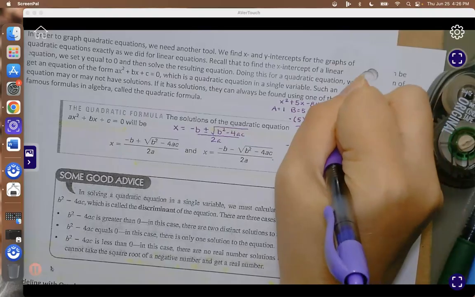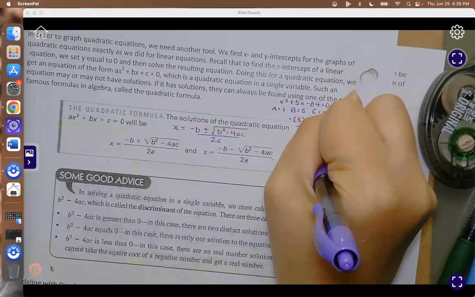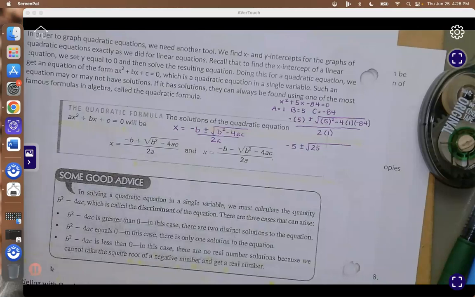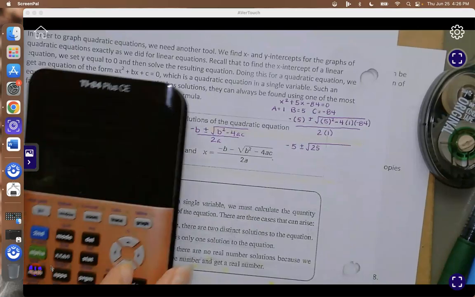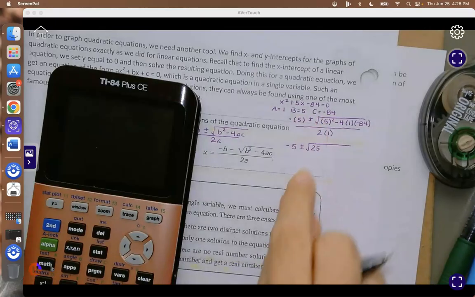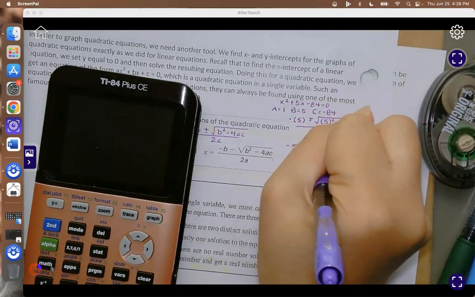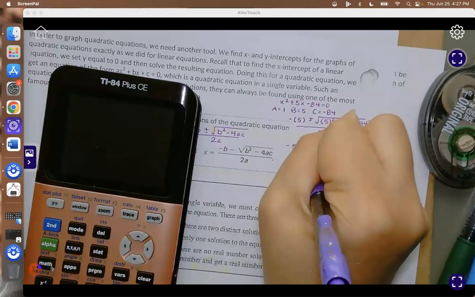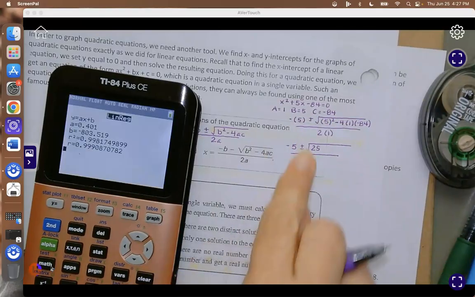So 5 squared is 25. Okay, now you can touch your calculator. The opposite of 5 is negative 5. So you can do those two things on your own. Also, you can do the bottom on your own. Then I want you to type in what you see here.